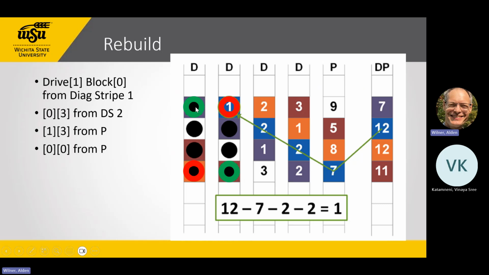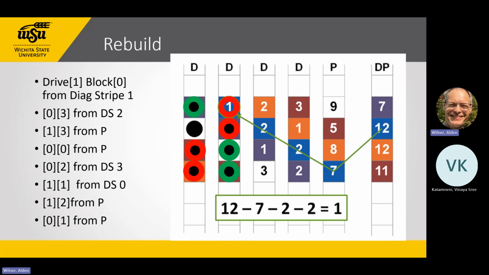Now we can chain that forward, because suddenly diagonal stripe 0 is no longer dead, right? Diagonal stripe 4 is no longer dead. So you can rebuild drive 0, block 2 from diagonal stripe 3. And we can rebuild drive 1, block 1 from diagonal stripe 0. Again, drive 1, block 1, 1 minus 1 is 0. So this is stripe 0. We've done that. Now we've got another horizontal parity we can use to rebuild the diagonal parity.